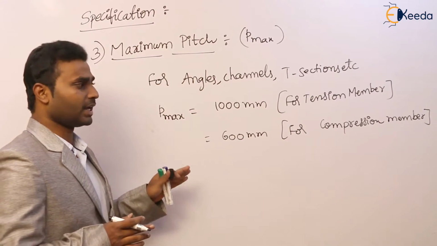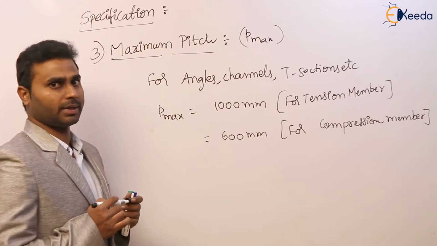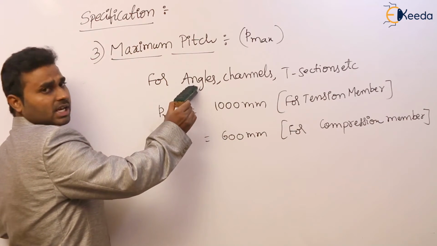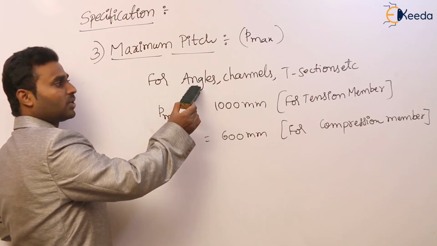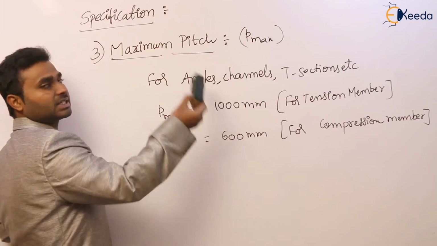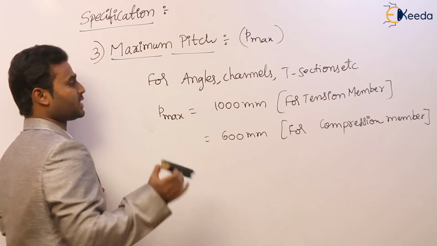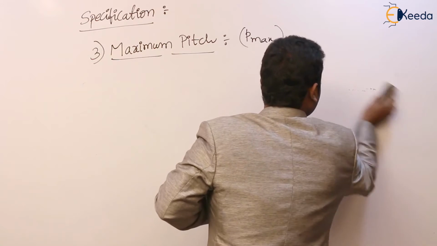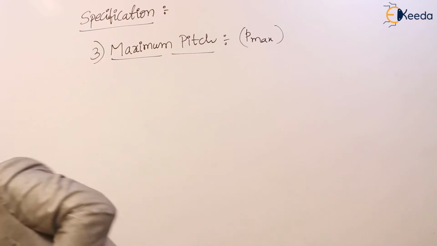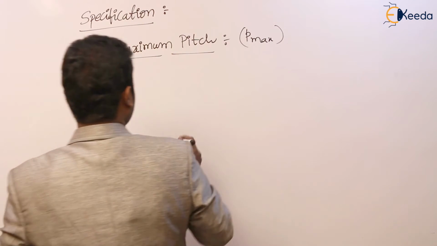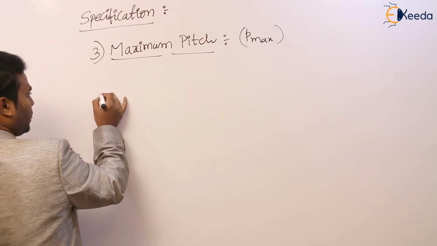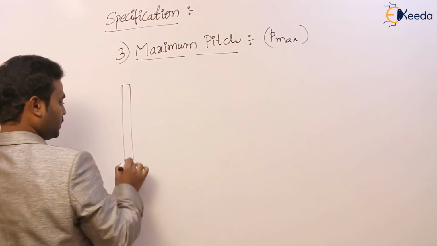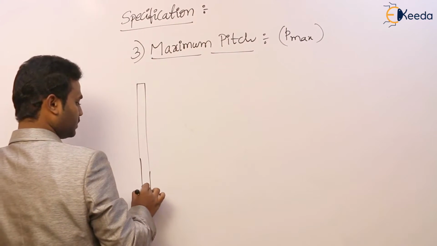I will show it in the diagram. So first we take down this provision. I will take an angle, and for that angle I will show. Not only angle, I said we can use channel, T section, I section, all other sections other than plate. So now by taking a gusset plate, this is a gusset plate.